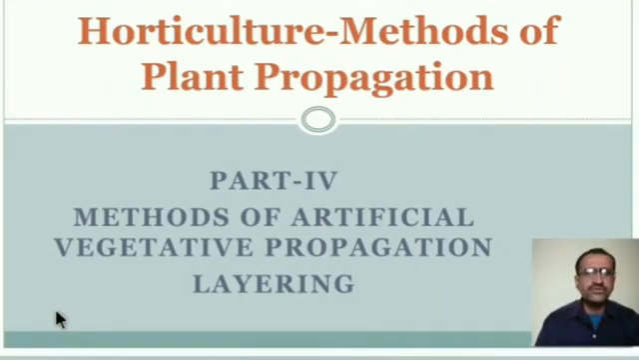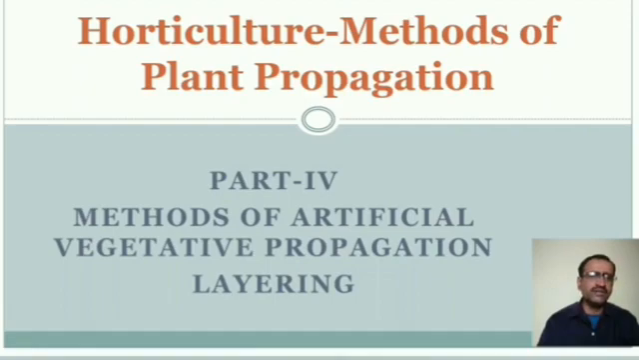Students, today our topic is the horticultural method of plant propagation. In this part we will learn about layering. In this method of vegetative propagation, roots are induced on a stem branch before it is detached from the parent plant for propagation. Once the roots are induced, the branch is detached from the main plant and transplanted to the desired place where it develops into a new plant.